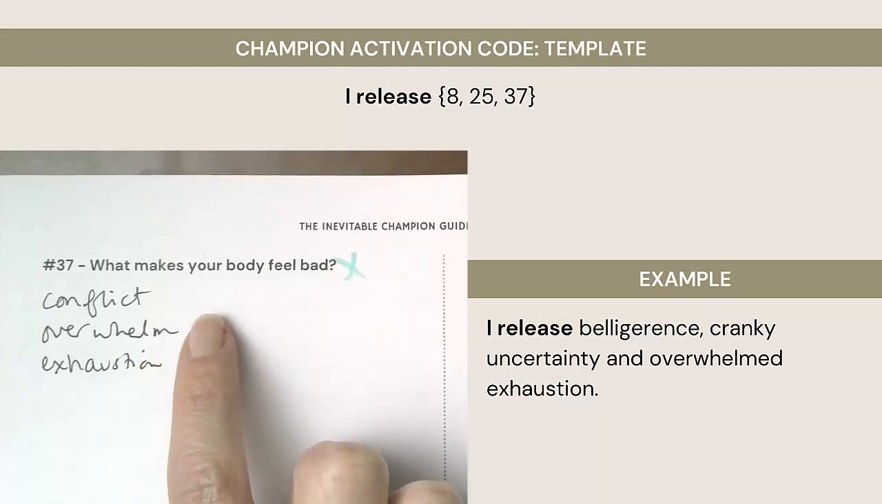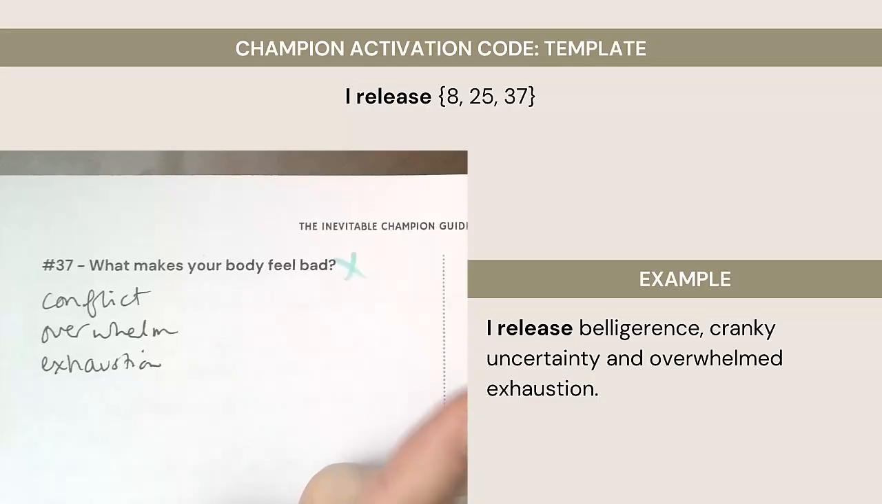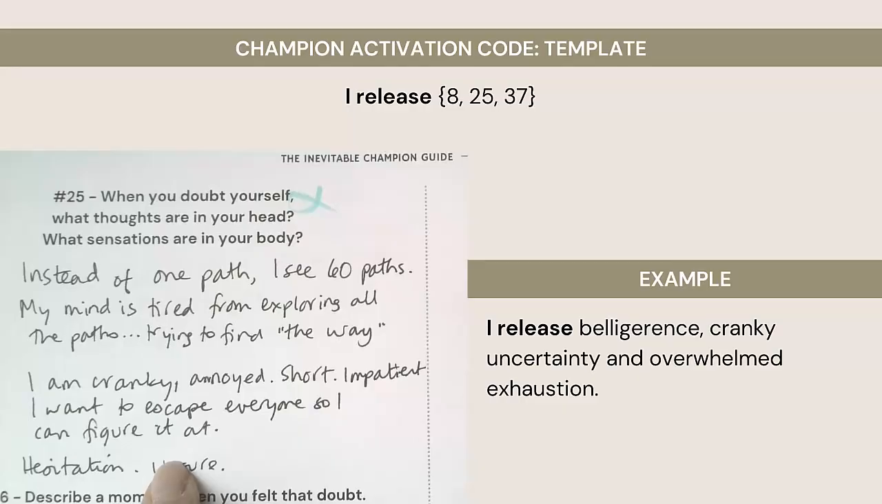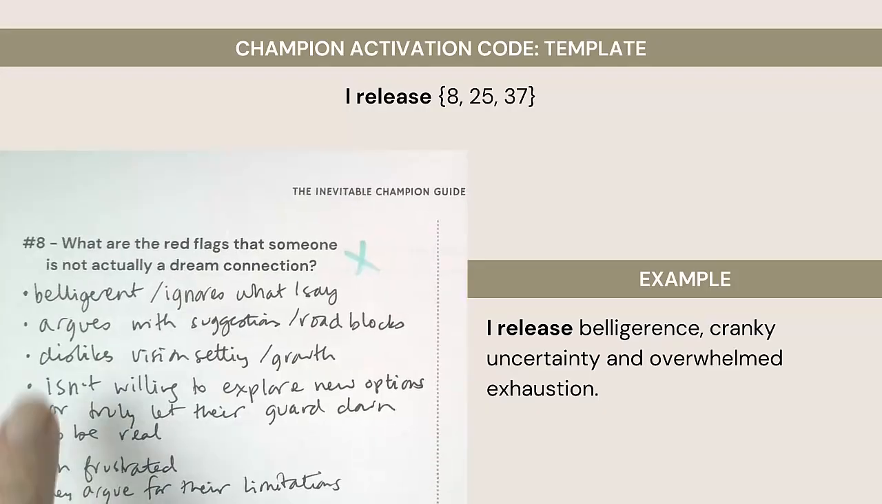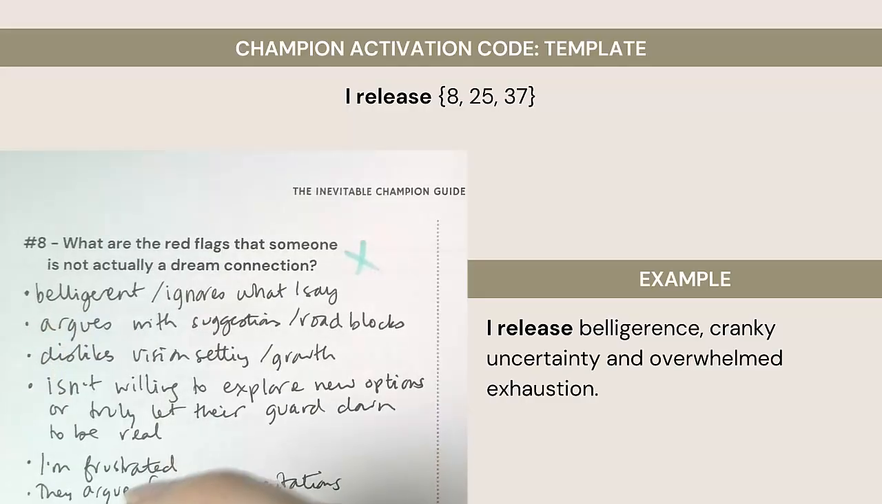On 37, some of what I wrote was conflict, overwhelm, exhaustion, and you can see that connection in the example. In number 25, you can see that I mentioned being cranky and also uncertain or unsure. So you can see how that showed up here. And in number 8, you can see that I had this concept about belligerence. And so that also made its way into my example sentence.